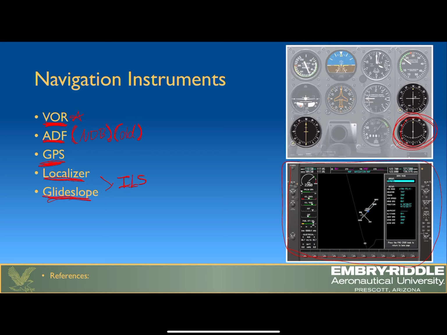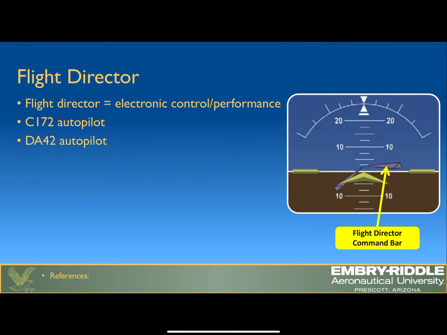A localizer works very similarly to a VOR, except it only works in one direction, or a limited direction. It's like tuning into one specific radial, and that radial is a runway. So it helps horizontally track you into a runway. And then the glide slope vertically gets you set up to land on that runway. So those two are typically associated with an ILS, or an instrument landing system. So these are our navigation instruments.